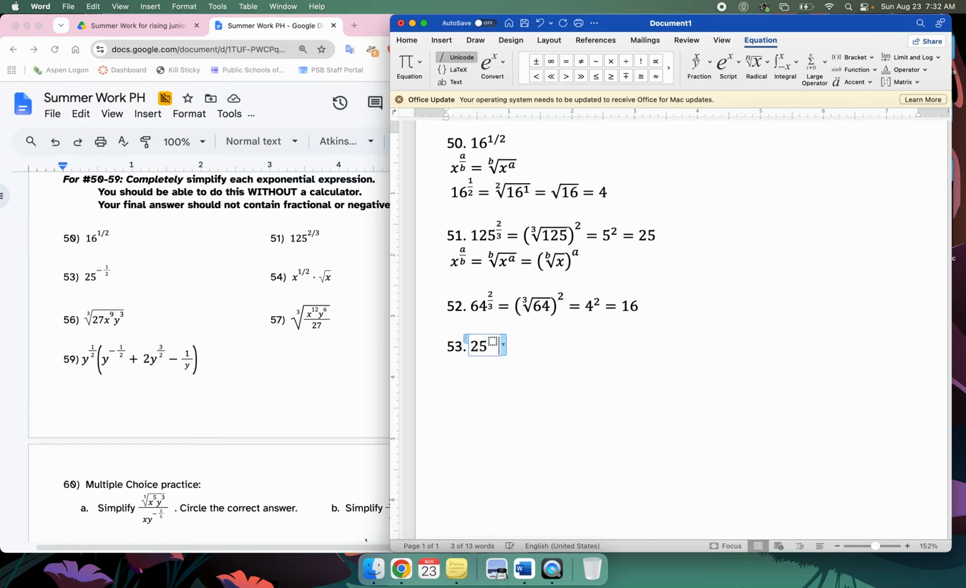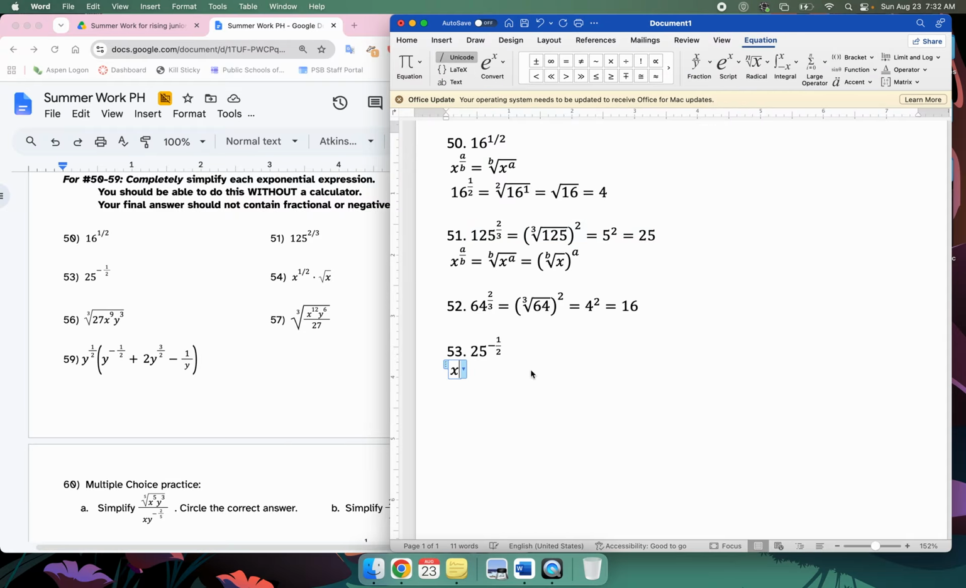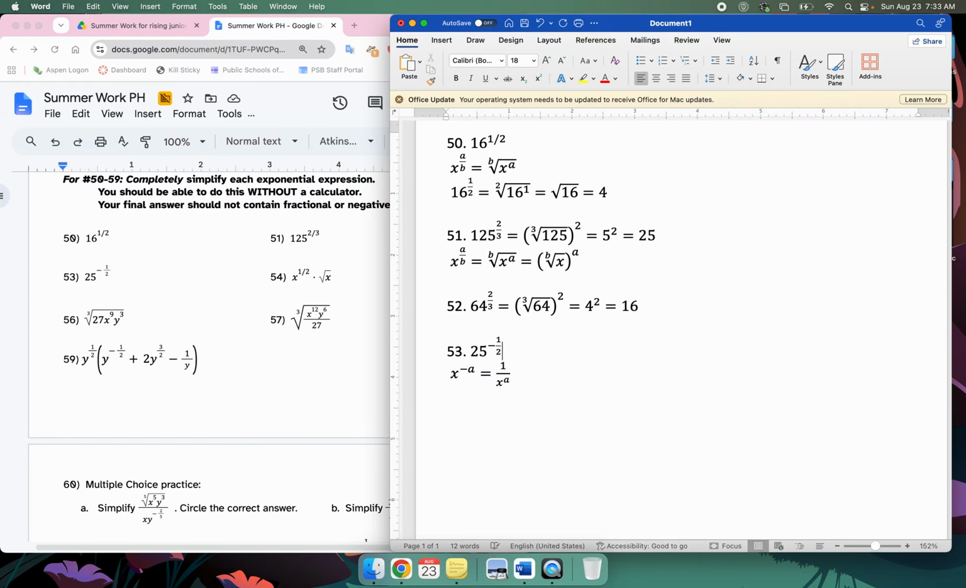53 is 25 to the negative 1/2. This exponent here is both fractional and negative, so we're going to need to use both the negative and the fractional exponent rules to evaluate this. The fractional exponent rule I have right here. The negative exponent rule is that x to the negative a is equal to 1 over x to the positive a. So what I like to do when I have an exponent which is both fractional and negative is take care of the negativity first. I need to deal with the fact that it's a negative exponent first.